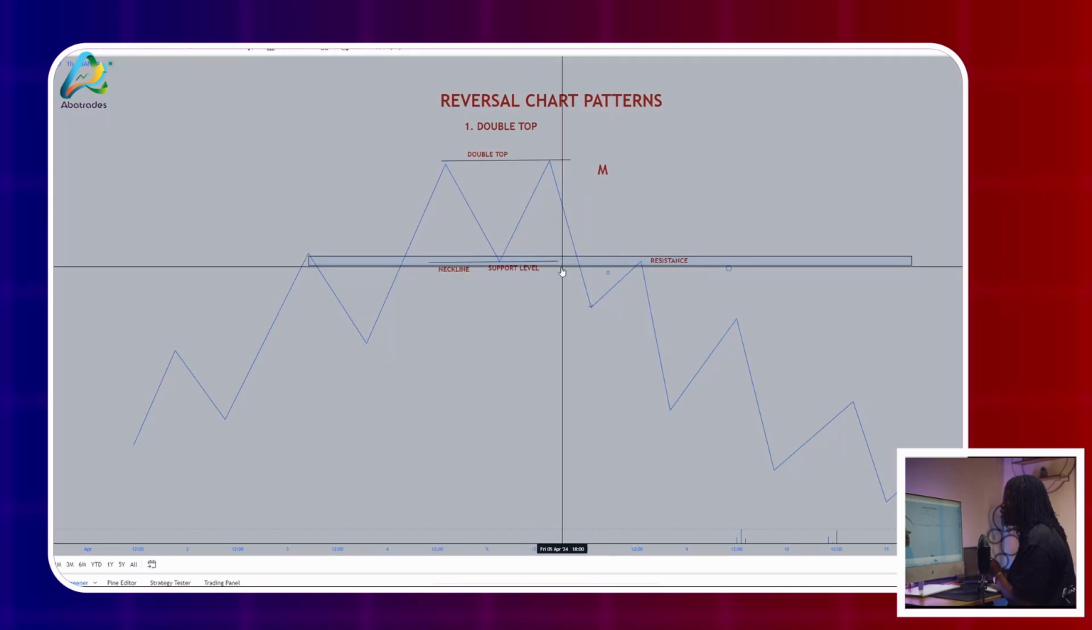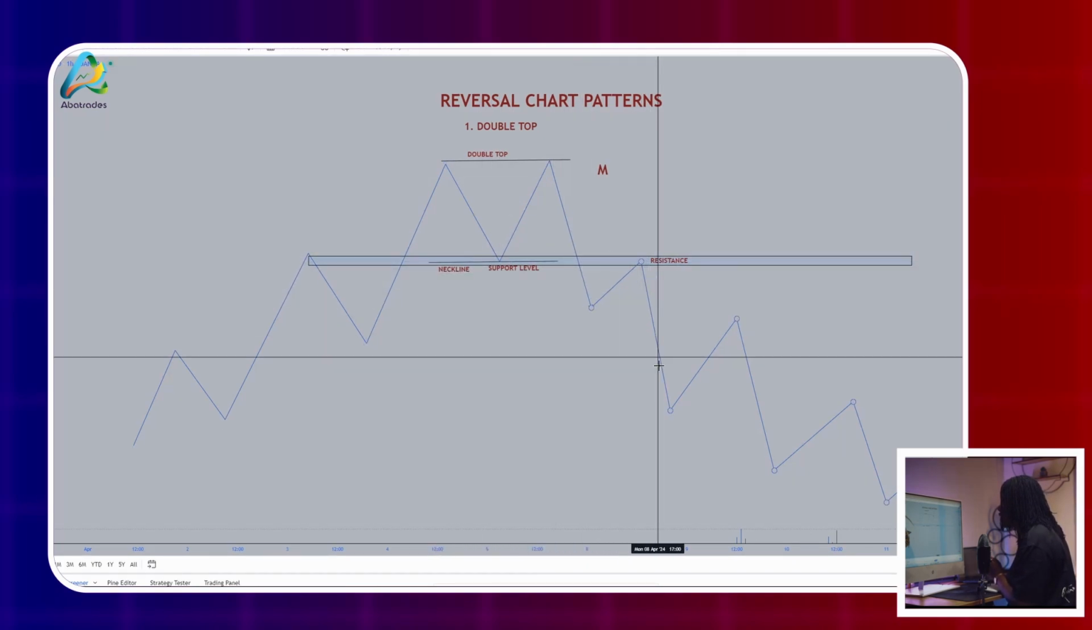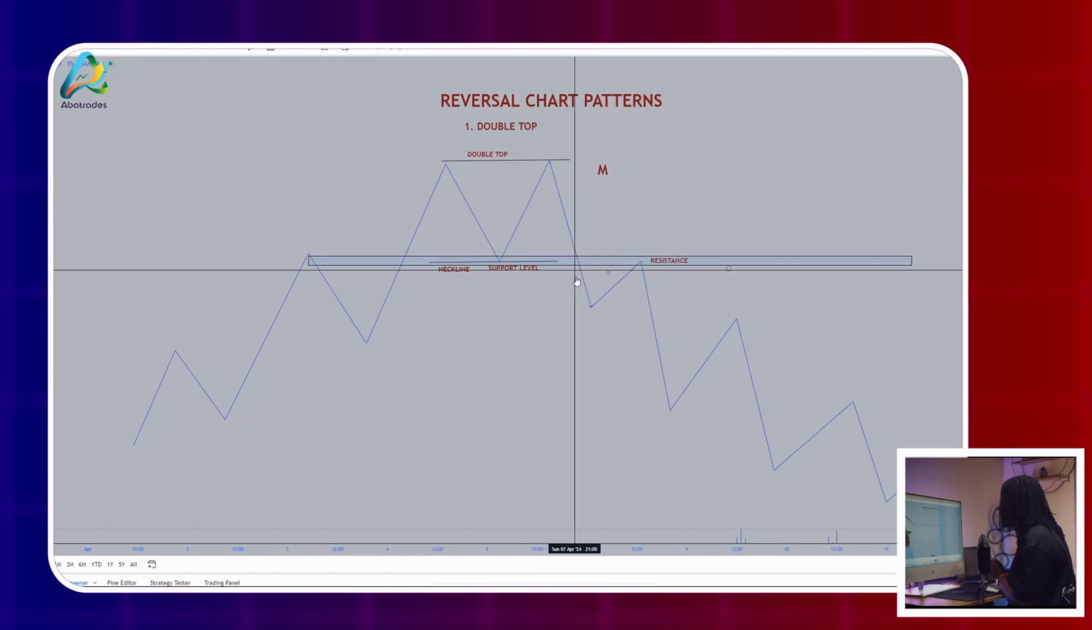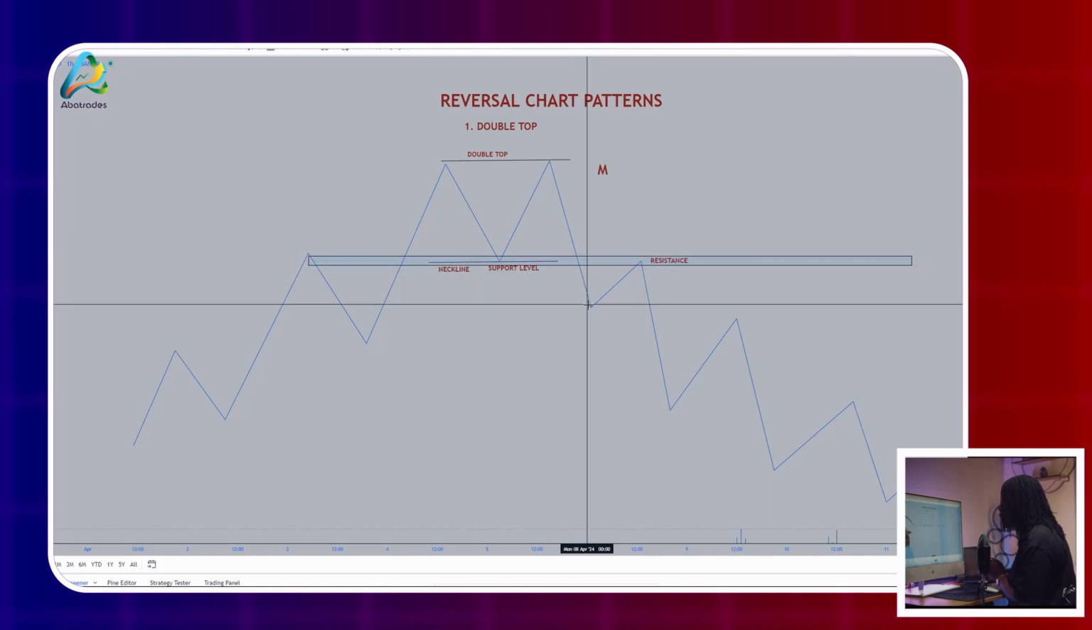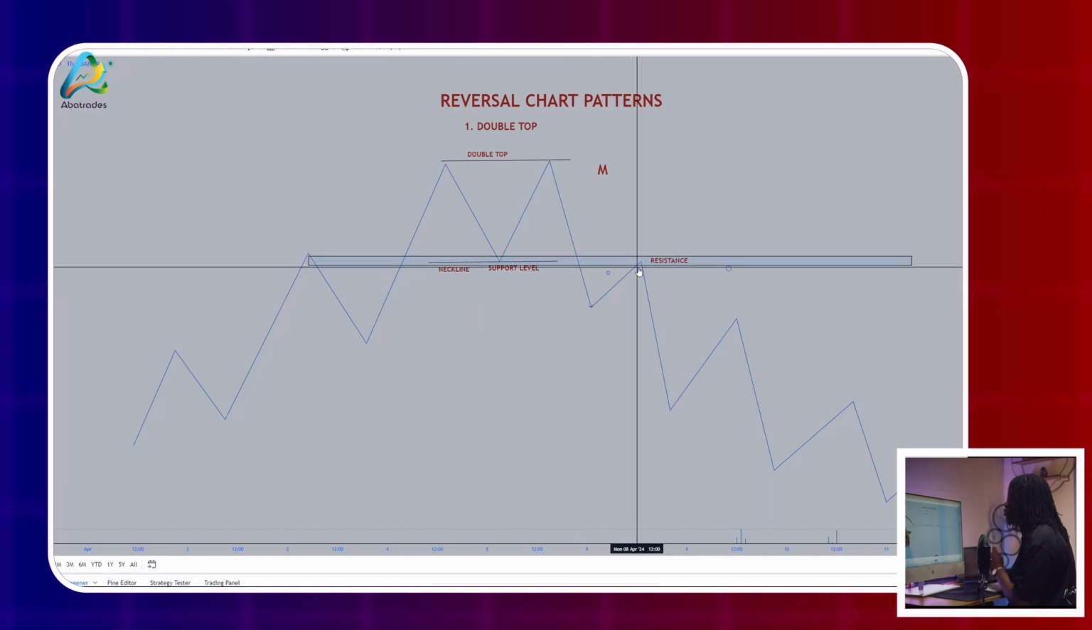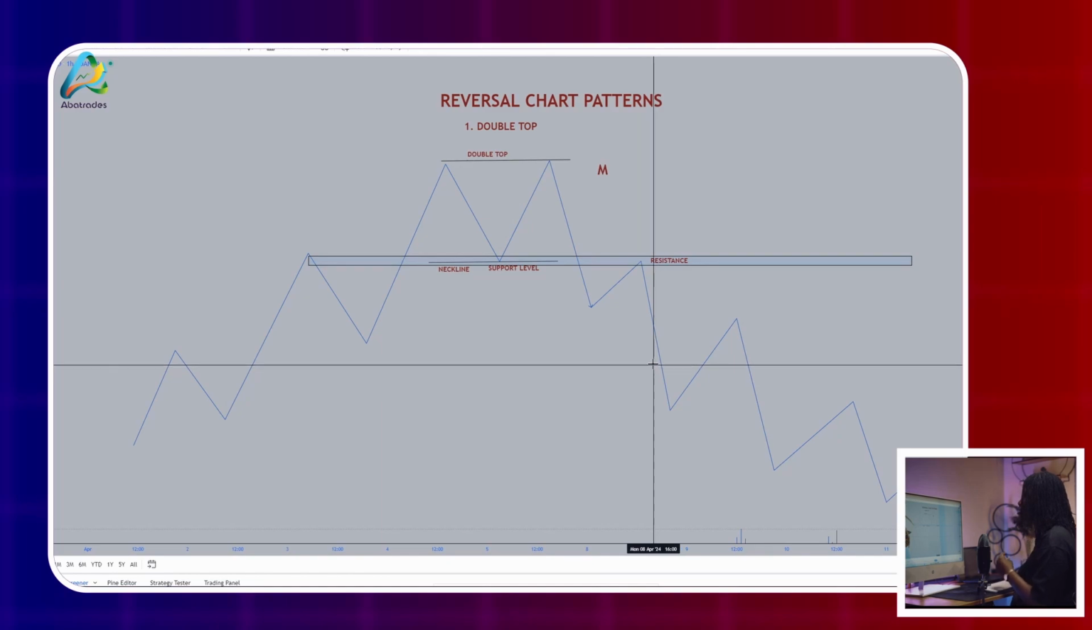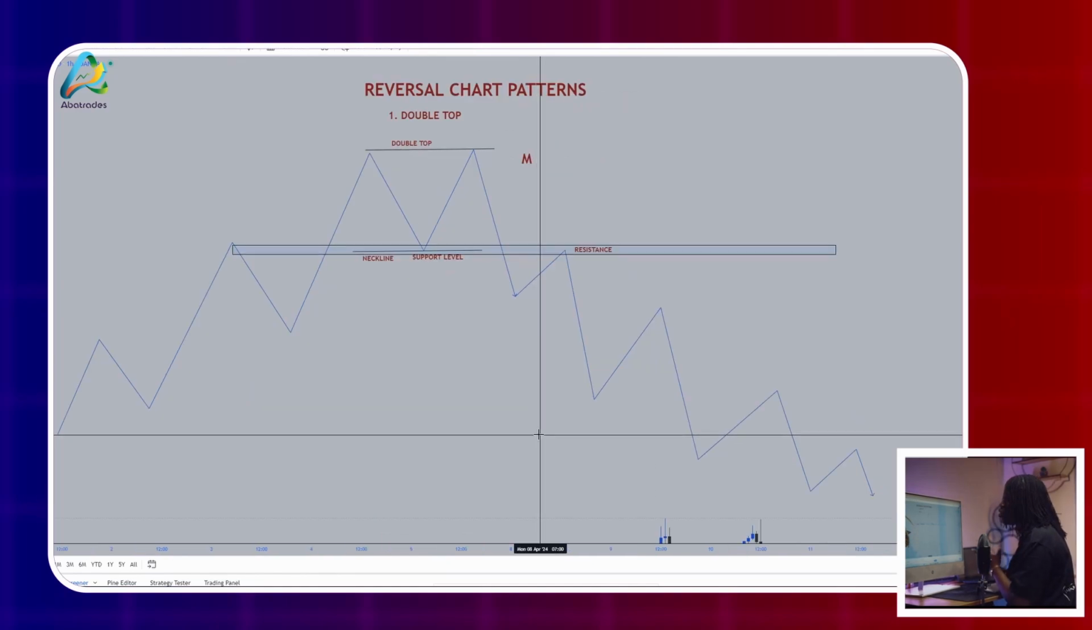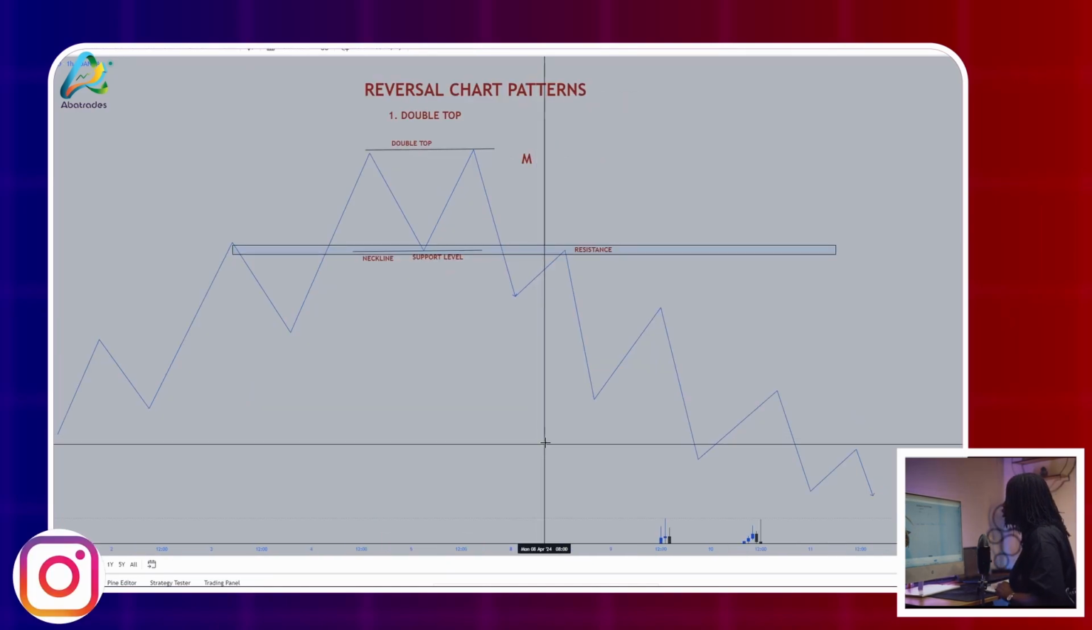Always wait for a break of the neckline and a retest of it before you enter for a sell. Don't just enter for a sell when the neckline breaks right away. That won't be good for you, trust me. Just wait for a retest and then you enter for a sell. So that's how the double top chart pattern looks. Now let's go on the chart and let me show you how to identify the double top chart pattern on the real chart.